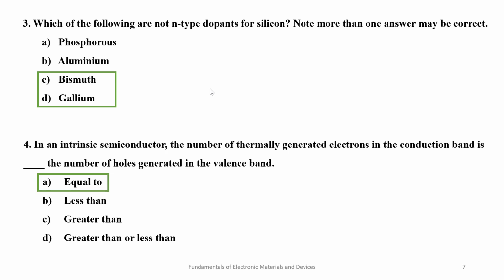In question number 3, aluminum is also not an n-type dopant, no? Yeah, based on the group number, the answer should be B, C, D. That is why they have mentioned more than one answer. Is everything clear?